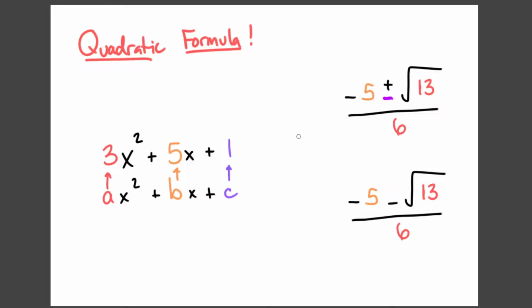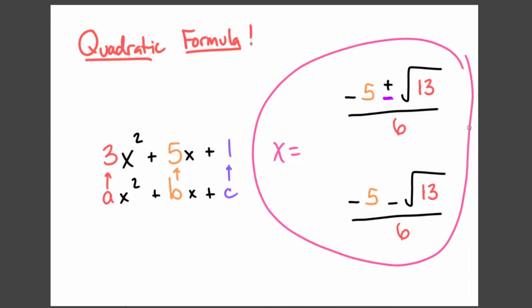So my final answer is x is equal to these two different answers. Negative 5 plus the square root of 13 over 6, and negative 5 minus the square root of 13 over 6. Those are my two answers.